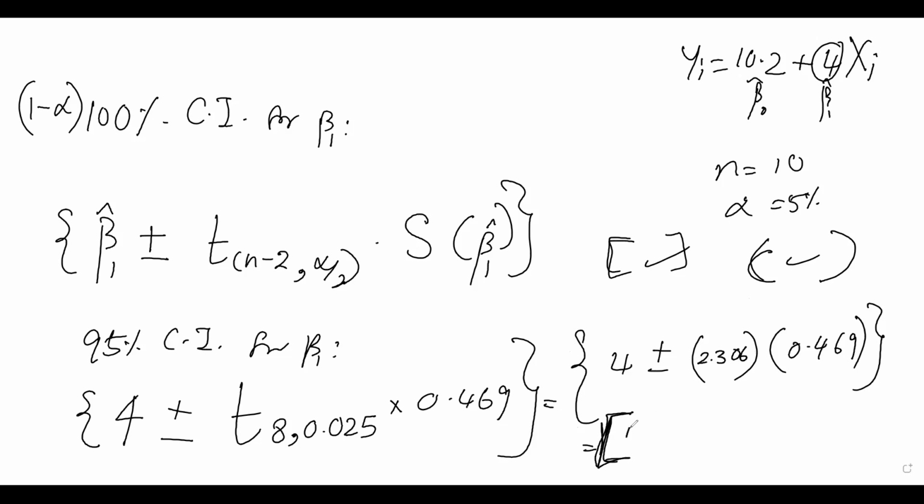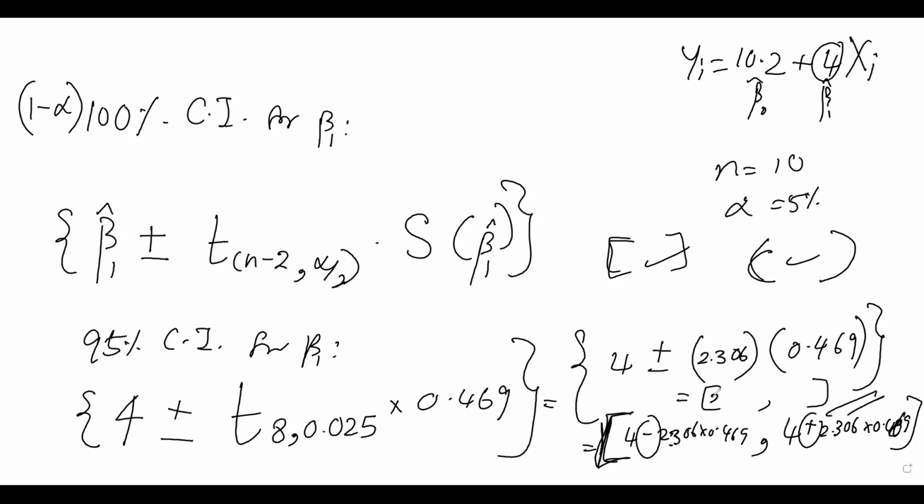So it is going to be 4 minus 2.306 times 0.469, comma 4 plus this quantity. So you don't have to expand and write these things after this point. You can simply put the value. What I showed you was you have to have the minus term to the left and plus term to the right. So the final answer is 2.9185, 5.0815.